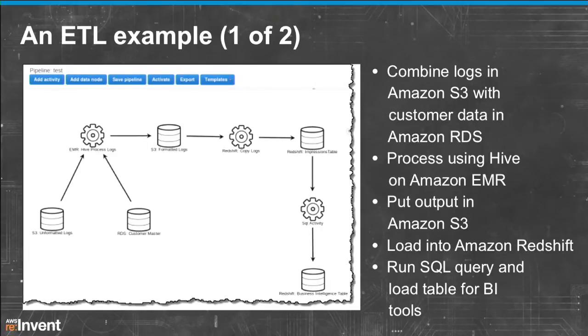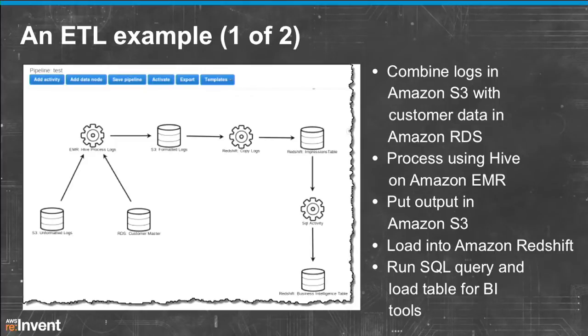But in the bottom left here, we have 2 data nodes. On the left, we have S3, which is just unformatted logs. And right next to it on the right, we have RDS, and that is containing customer dimension data. The little gear icon is an EMR Hive job that is going to process that data. And then the next gear icon is a Redshift copy. So we're going to be copying the data into a Redshift impressions table. And then we're going to run another SQL activity to put it into a final table, and that's the table that we're going to use in our BI tool.